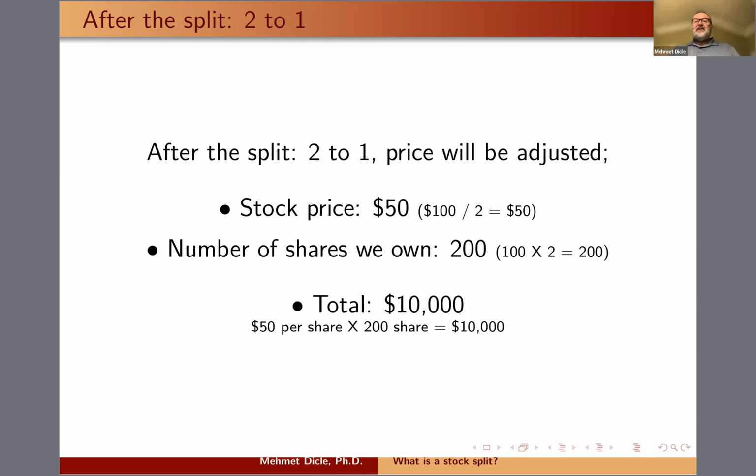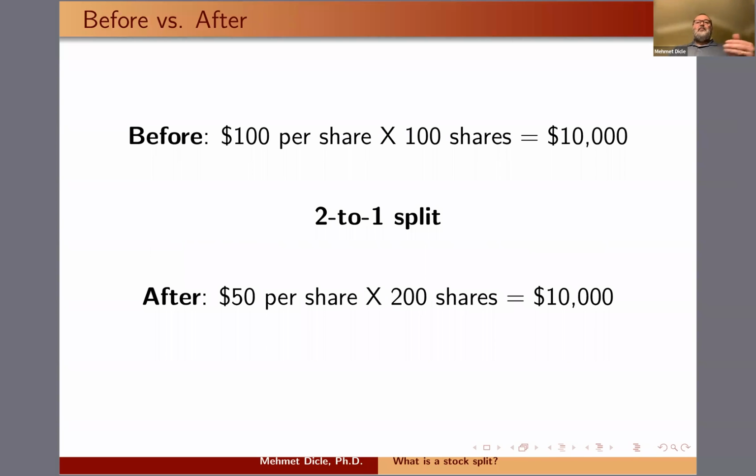And then the number of shares we own will double because it's 2-to-1, so 100 shares times 2 is 200 shares. So all in all, we're going to have $10,000. That's $50 per share, at 200 shares. That's $10,000. So before versus after the split: before, we had $100 per share, 100 shares, $10,000. And now after the 2-to-1 split, you have $50 per share, 200 shares, still $10,000.